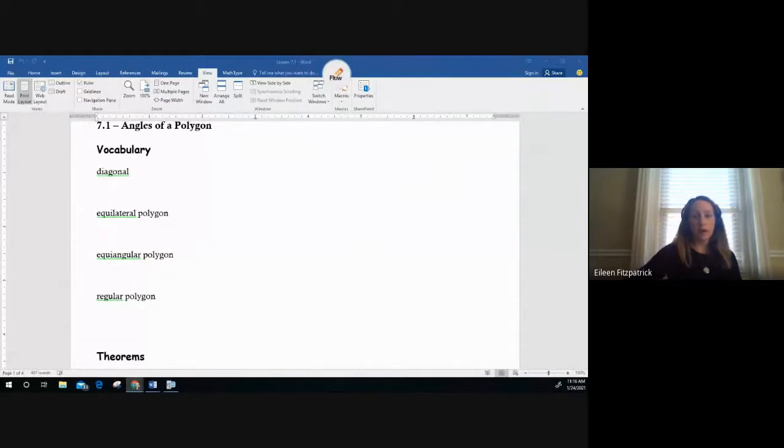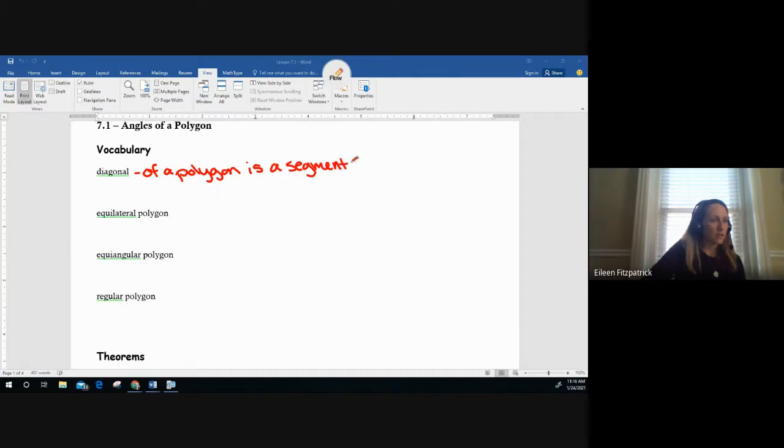All right, so we do have a little bit of vocabulary to first take care of. First, diagonals. The diagonal of a polygon is a segment that joins two non-consecutive vertices.